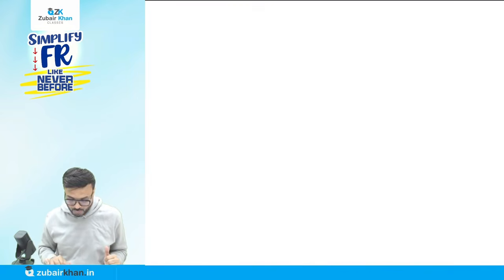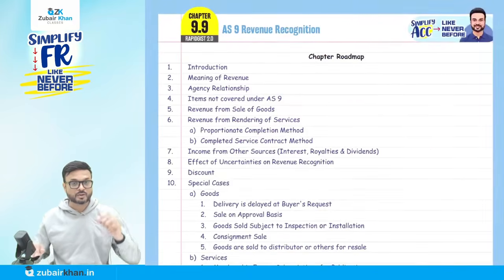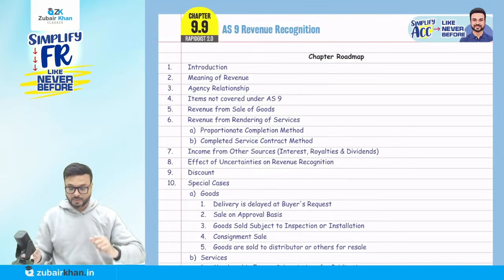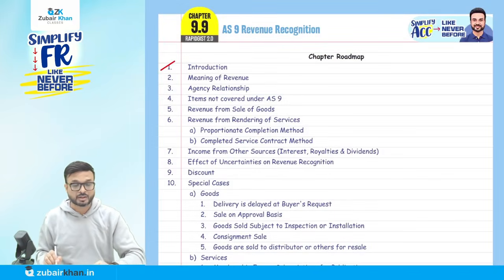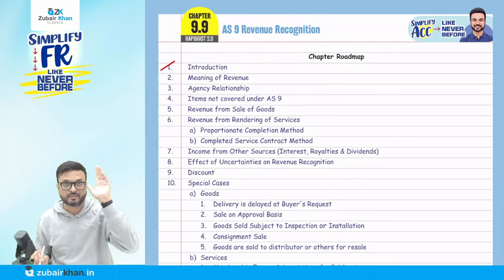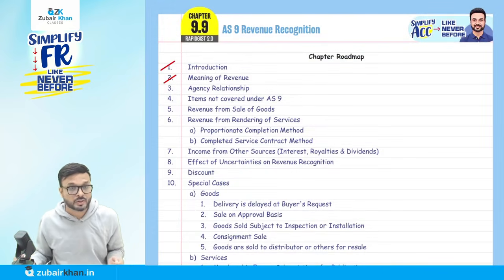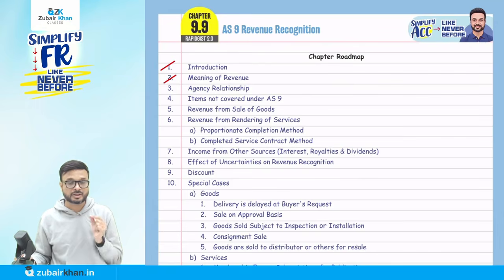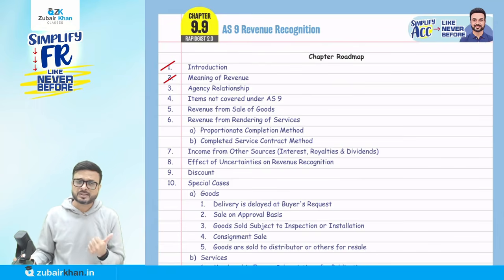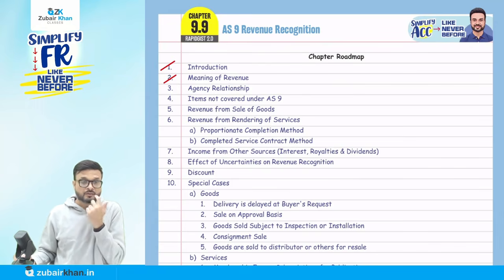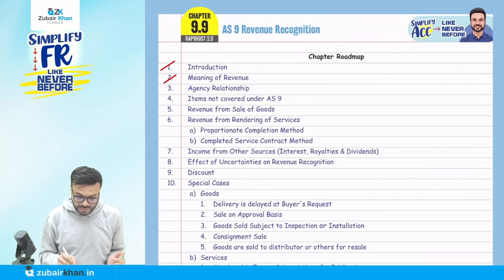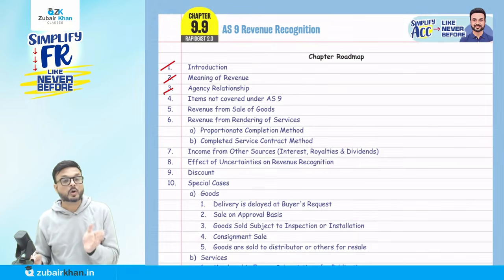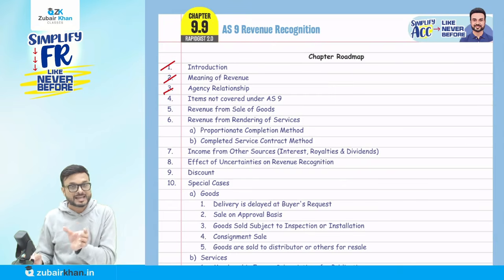Before we move to the questions, we'll quickly revise all these points. Point number 1, the introduction, I already told you, mentions when and how to recognize revenue. What do you mean by revenue? Revenue is the gross inflow of cash, receivable or other consideration in the ordinary course of business from the sale of goods, rendering of services, or from interest, royalty or dividend. In an agency relationship, the agent records only the commission part in their books of account as revenue.